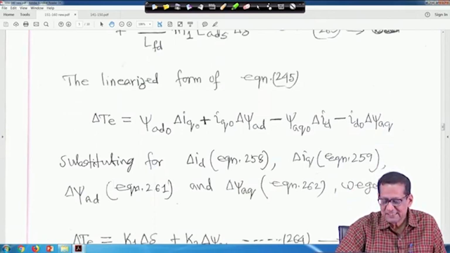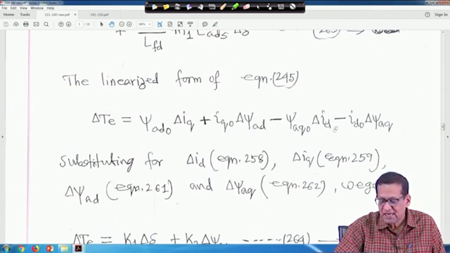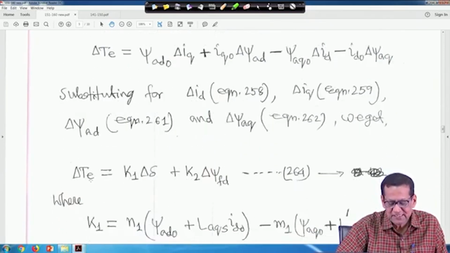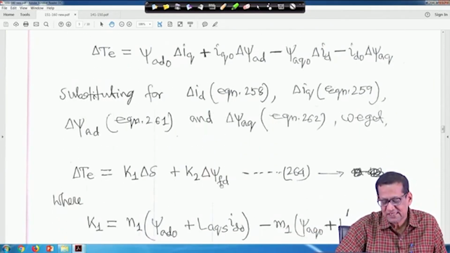Now, in this expression you substitute for delta Id from equation 258, delta Iq from equation 259, because all these are given before, delta psi AD from equation 261 and delta psi AQ from equation 262. That means you substitute the expression for delta Iq from equation 259, delta psi AD from equation 261, delta Id from equation 258 and delta psi AQ from equation 262, and simplify. Then you will get in this form that delta T will be K1 delta delta plus K2 delta psi FD.